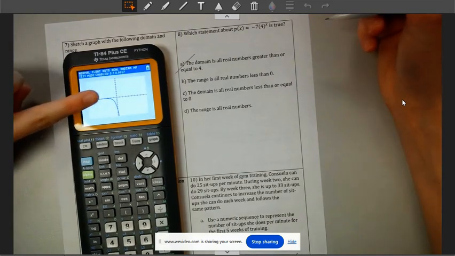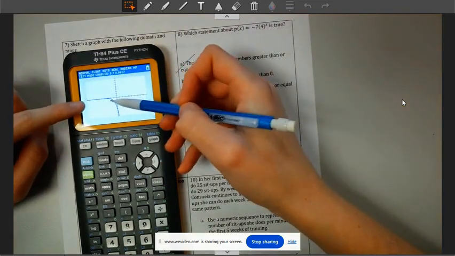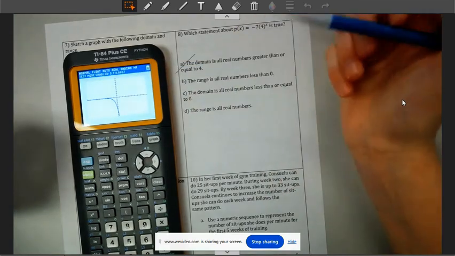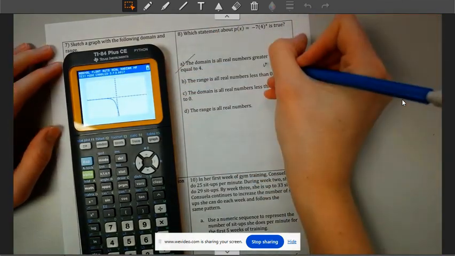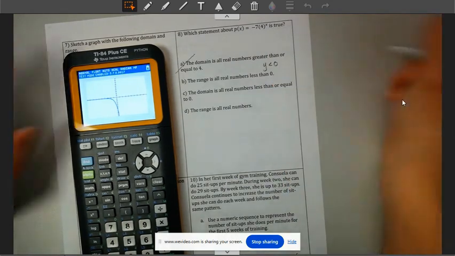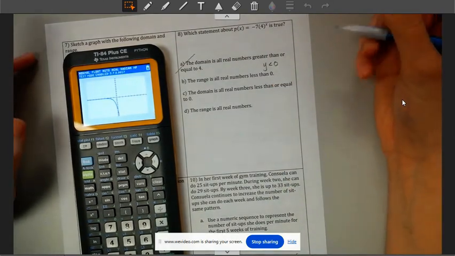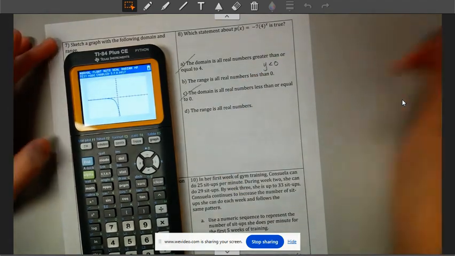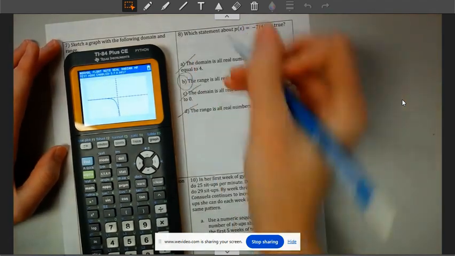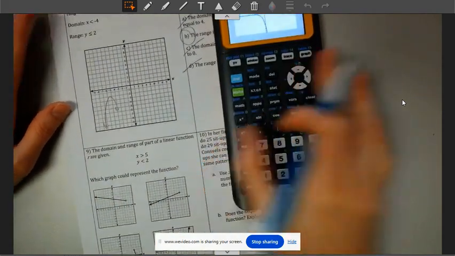The range is all real numbers less than 0. Okay, we know that when we get an exponential graph, we have this asymptote, a line that looks like it's touching, but it's not. And then below that is 0. So we could say that y is less than 0. That looks like a good choice. Again, we just said the domain is all reals, so C doesn't make sense. The range is not all reals because we have that stopping point, so B is the best option.